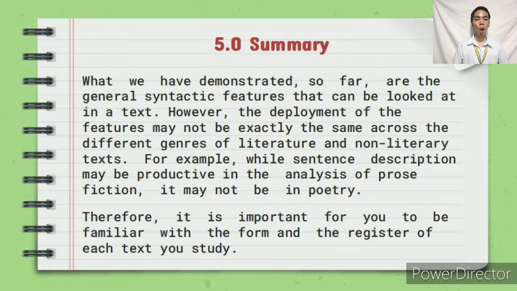So, summary: what we have demonstrated so far are the general syntactic features that can be looked at in a text. However, the deployment of the features may not be exactly the same across the different genres of literature and non-literary text. For example, while sentence description may be productive in the analysis of prose fiction, it may not be in poetry. Therefore, it is important for you to be familiar with the form and the register of each text you study.